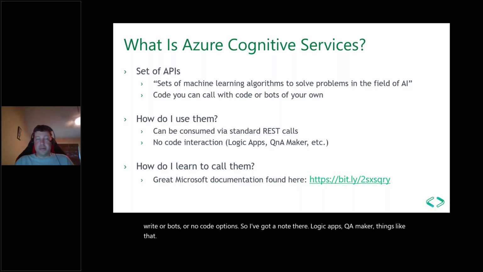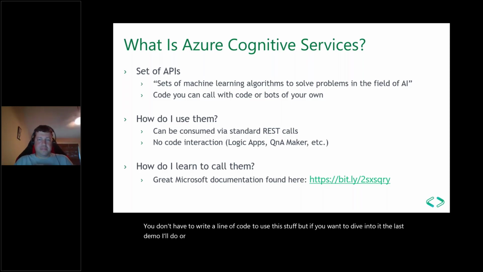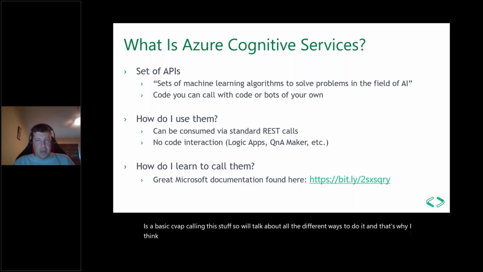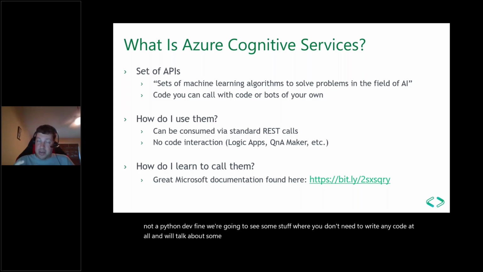You don't have to write a line of code to use this stuff. But if you want to dive into it, the last demo I'll do, or the second to last one, is a basic C# app calling this stuff. So we'll talk about all the different ways to do it. And that's why I think this is so much fun to talk about, because no matter what your background or experience level is, you're going to see something tonight that you can do. If you're not a C# dev, you're not a Python dev, fine. We're going to see some stuff where you don't need to write any code at all. And we'll talk about some ways where you can write a little bit of code, but not a lot, and then ways you can write a ton of code.